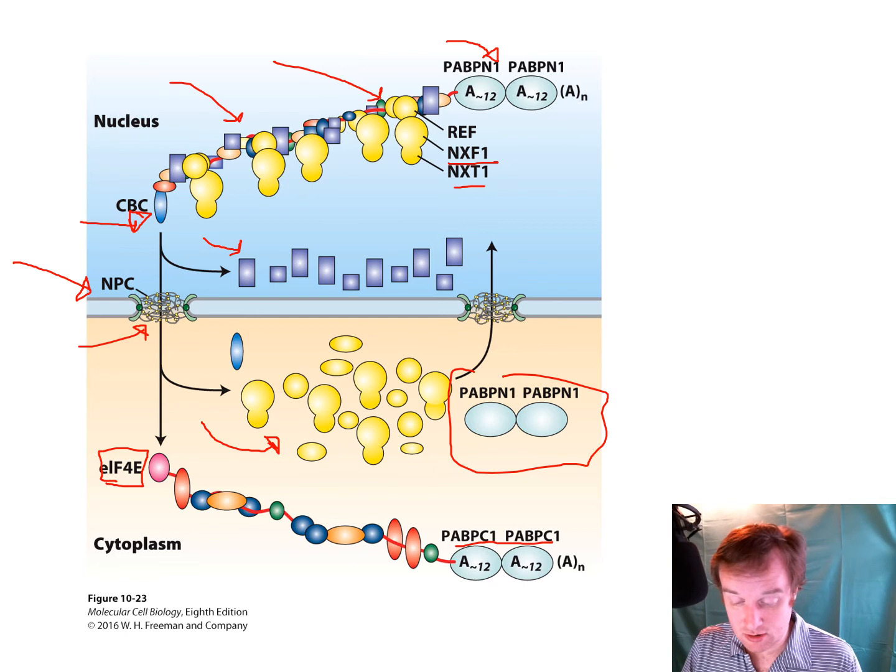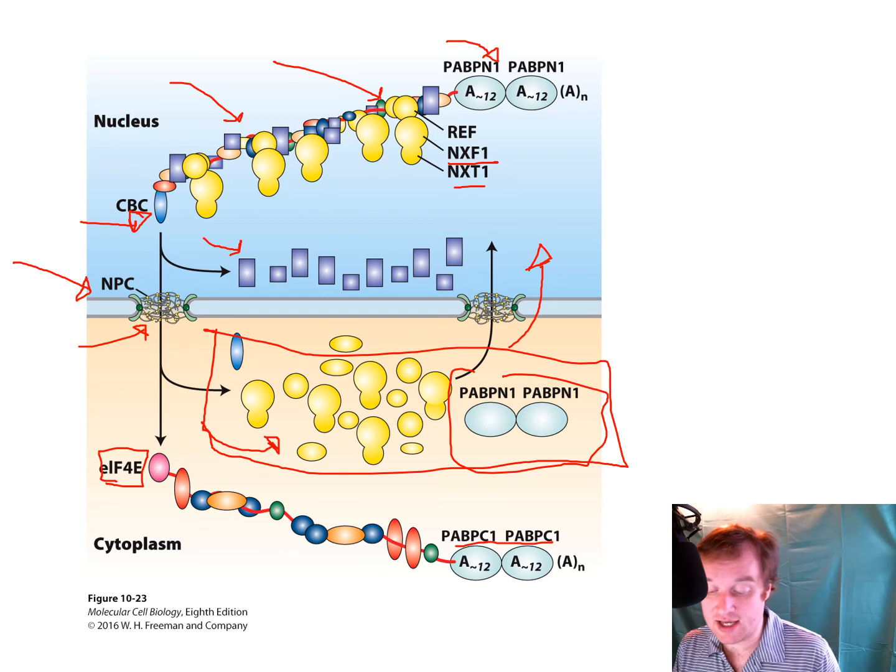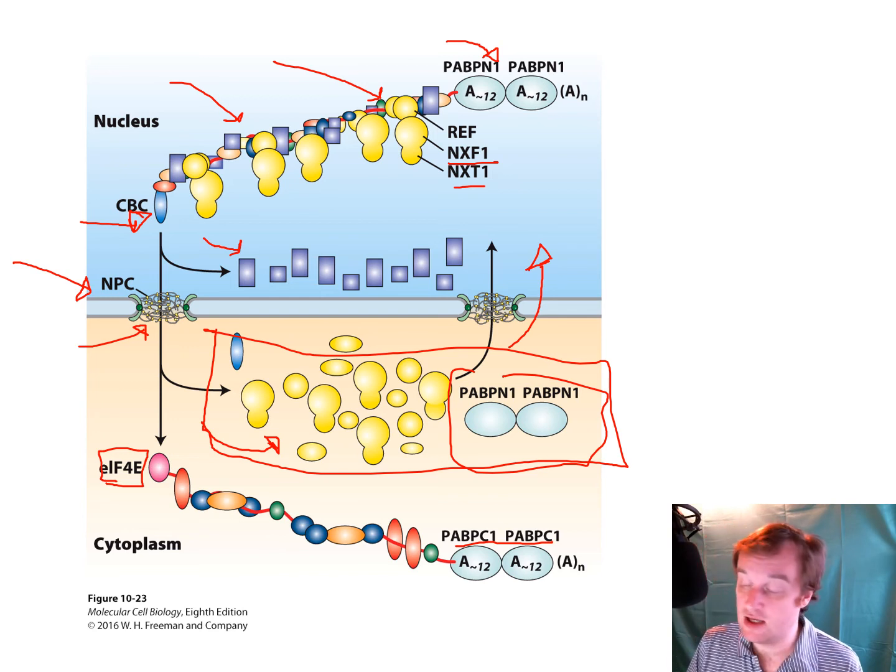Now, all these proteins here that are released in the cytoplasm are then shuttled back into the nucleus through a nuclear pore complex and are then recycled and able to be used to export more RNA.